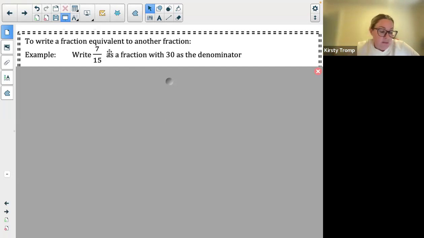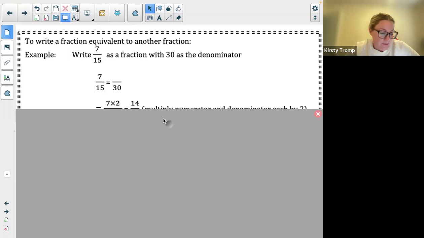So in this example, it says write 7/15 as a fraction with 30 as the denominator. So by this stage, guys, you know what the difference between a denominator and a numerator is. The denominator goes on the bottom, okay? D for down, down at the bottom. Numerator goes on the top, okay? So they're saying to us, write 7/15 as a fraction with 30 as the denominator.